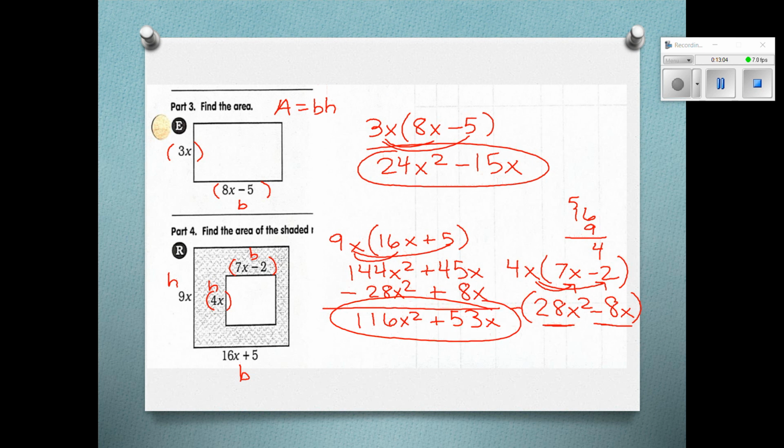It just took several steps, but we can do this. Good luck with finding the area and perimeter of shapes.